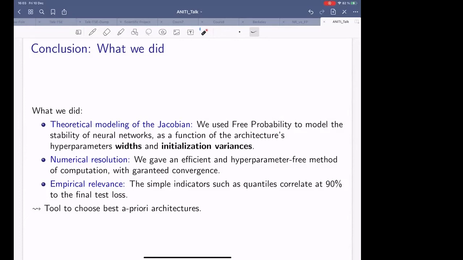And there's empirical relevance, and that was the part where we chose to do something simple, but because it's simple, it's interpretable. These free probability indicators correlate at more or less 90% to the final test loss. So this is a tool to choose the best architectures a priori, because you can say that these architectures, from this theoretical point of view, should not be stable. So at least at initialization, you will have a bad start, or with this one, you'll have a good start.